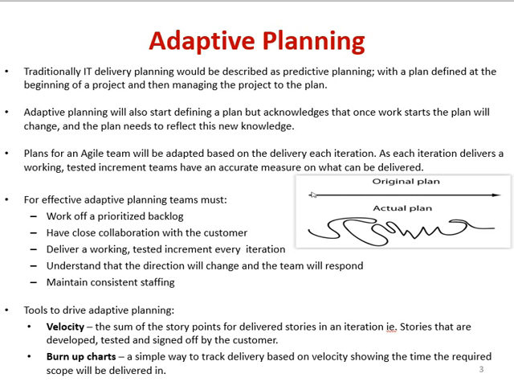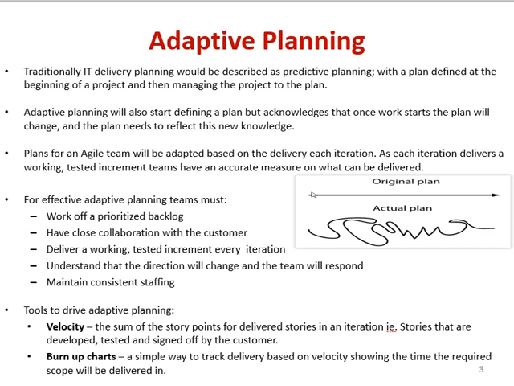That is, stories that are developed, tested and signed off by the customer. So if I say what is my velocity for iteration 1, considering I have a product backlog of 100 stories, if I do 10 stories in my iteration 1, then my velocity for that iteration is 10. So the number of story points is related to the number of velocity.